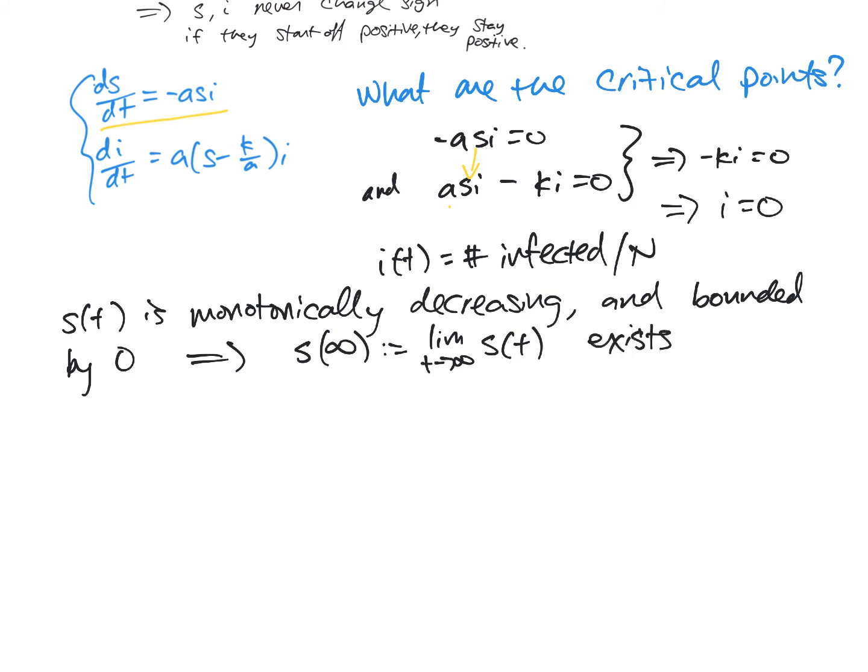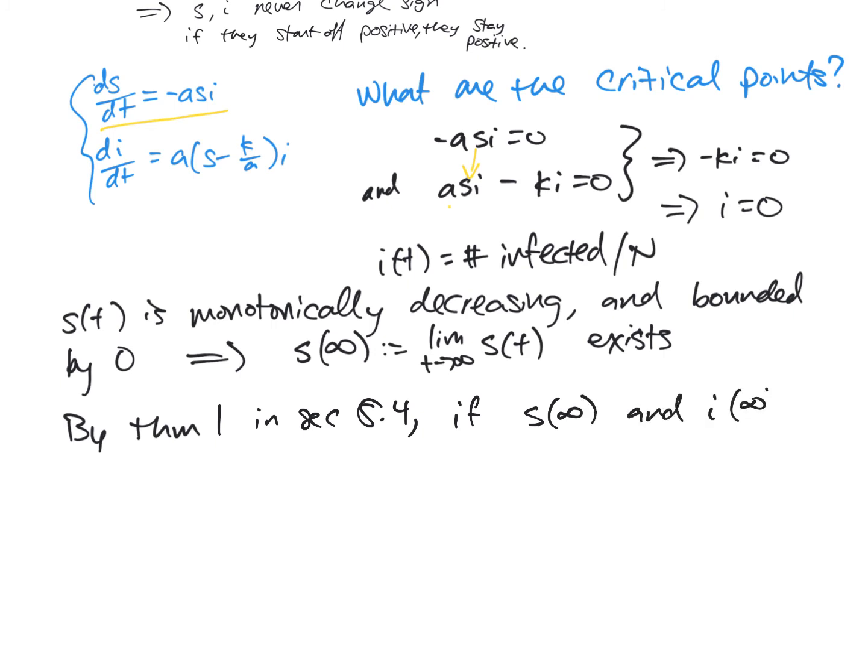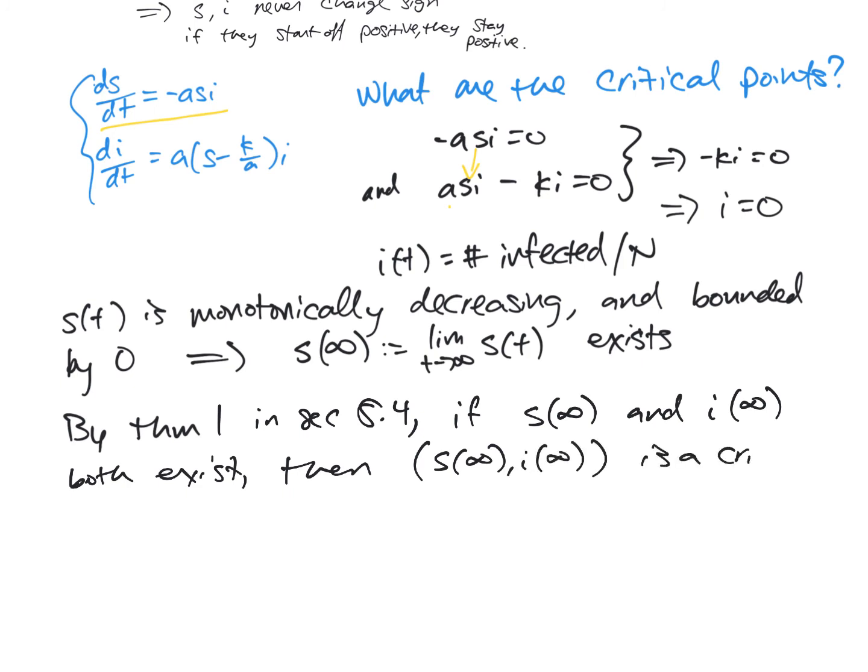This exists. And this is interesting to us because by the theorem which I talked about in section 5.4 about the phase plane, by theorem 1 in section 5.4, if s infinity and, sort of the same concept, I infinity, the limit as t goes to infinity of I, both exist, then that point, s infinity, I infinity, is a critical point.